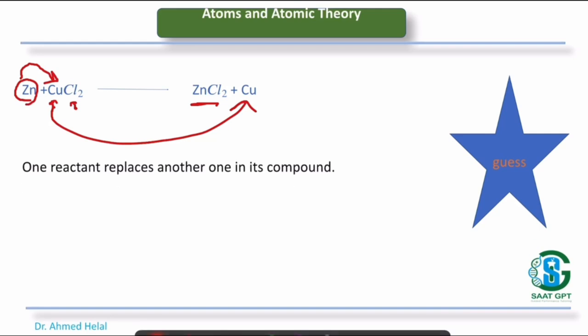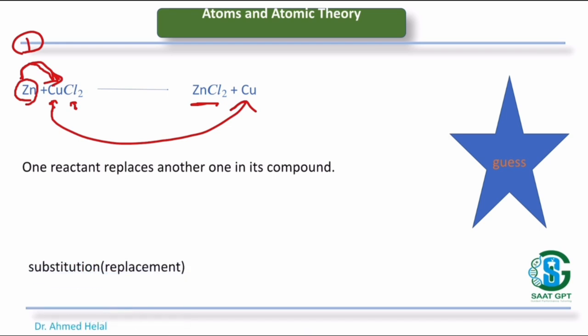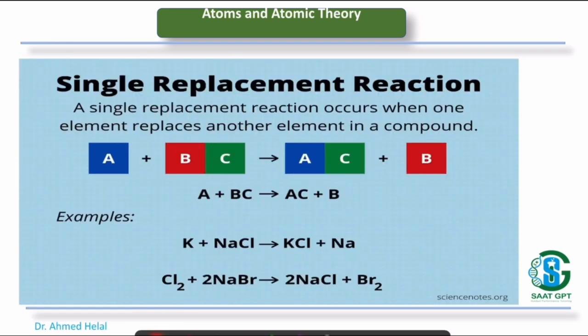In single replacement reaction, one reactant replaces another reactant in a compound. How many replacements we have here? It's one. Zn replaces Cu. Single replacement or single substitution reaction, it's a chemical reaction in which one reactant replaces another reactant. Here I have AC, and B is out.